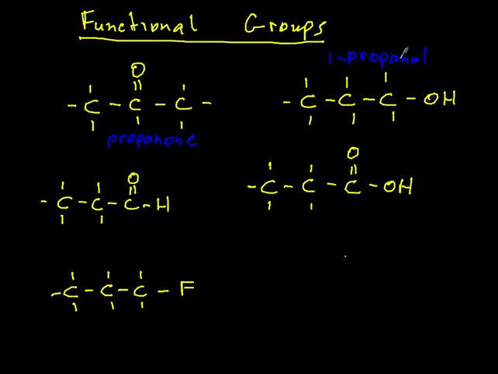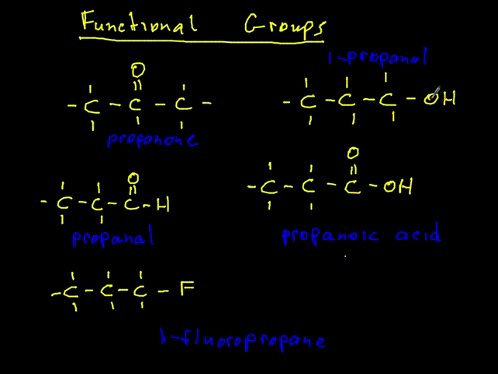Here we have 1-propanol, and here we have propanal. Over here is propanoic acid, and finally 1-fluoropropane. Since they're all the same number of carbons, we need to look at other things to determine their melting points and boiling points. Again, we're going to be looking at what kind of intermolecular forces we may have.